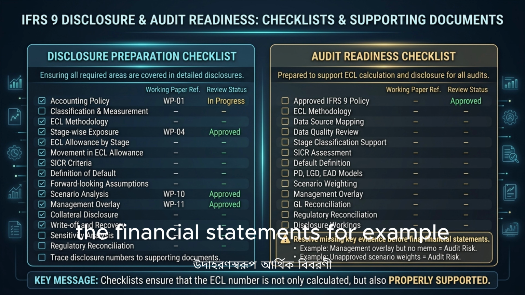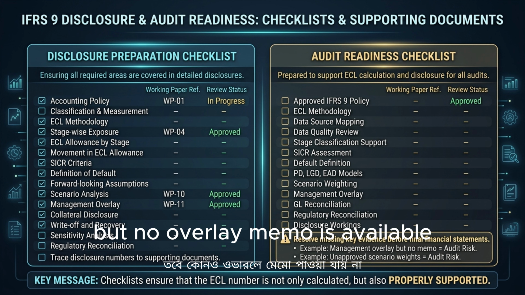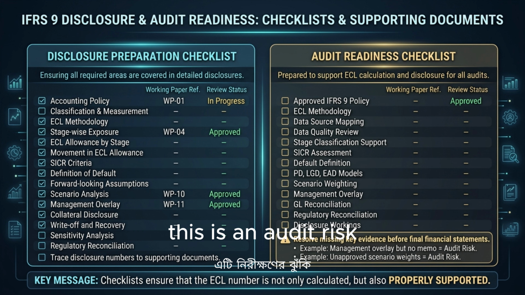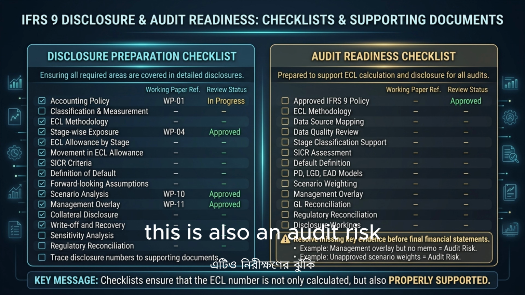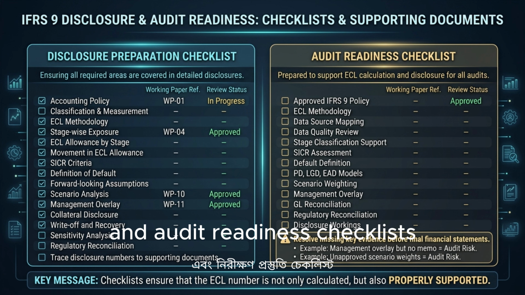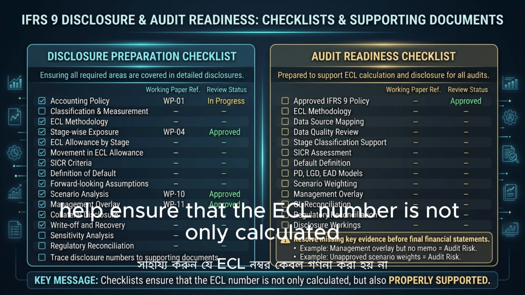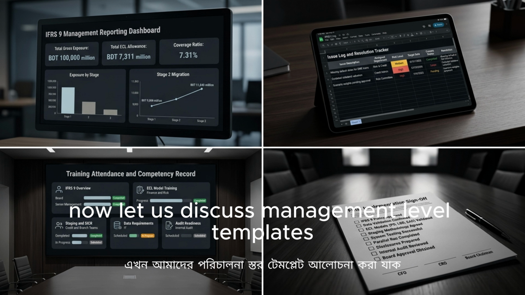For example, if management overlay is included but no overlay memo is available, this is an audit risk. If scenario weights are used but not approved, this is also an audit risk. The key message is disclosure and audit readiness checklists help ensure that the ECL number is not only calculated but also properly supported.